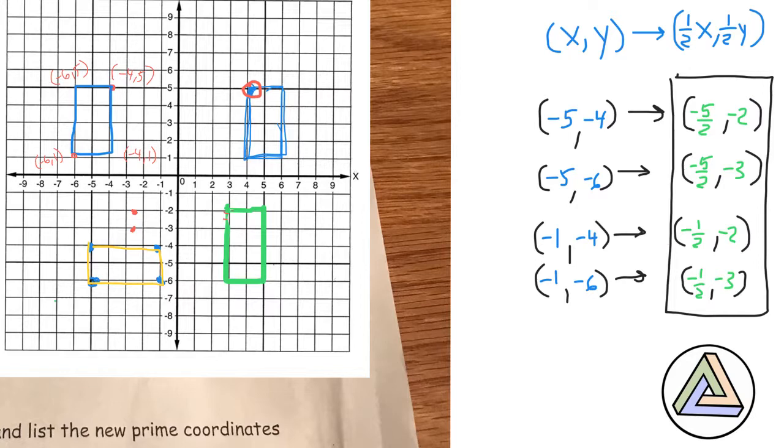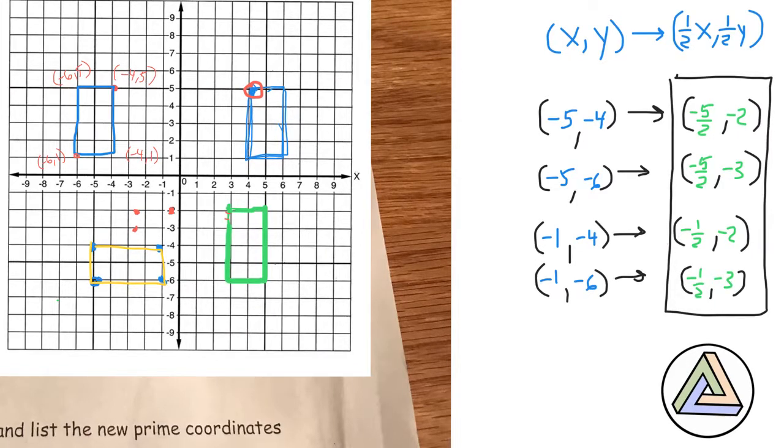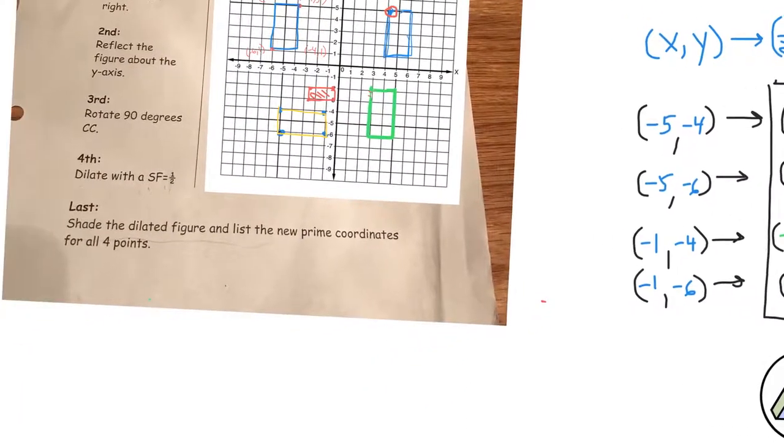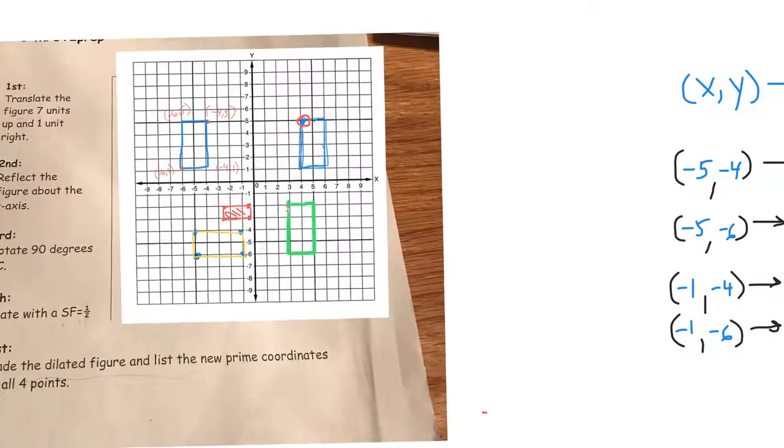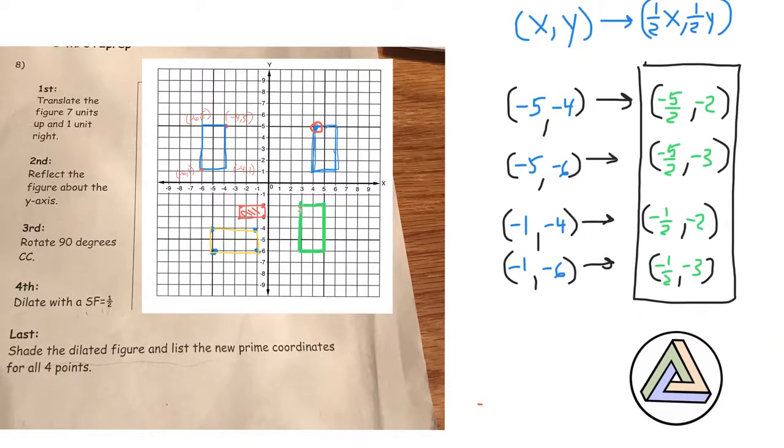It's kind of a weird graph. And then we have negative 1/2, comma negative 3, which is going to be right there. So that is our final rectangle. And the final thing that they ask us to do is to shade the dilated figure and list the new prime coordinates for all 4 points. Well, we kind of did that. We kind of listed the prime coordinates. Here are the prime coordinates, and we shaded the final thing.